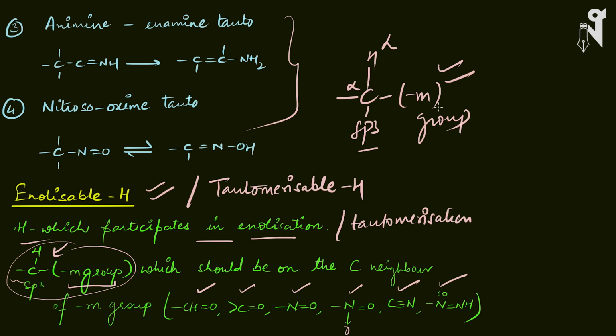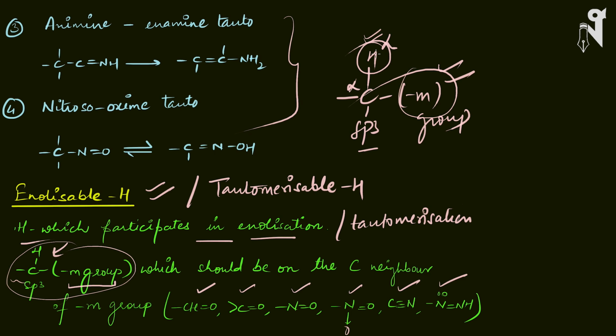So here I've just listed a few types of tautomerism, but there are a few more, and different kinds of functional groups which can participate in tautomerism. So basically, what we are trying to understand is that any alpha hydrogen which is the neighbor of a minus M group. What minus M groups are we talking about? We are talking about aldehyde, ketone, nitroso, nitro, cyanide, N double bond NH. If these groups are present, and the alpha carbon has the alpha hydrogen, that hydrogen will be called an enolizable or tautomerizable hydrogen. So in simple terms, alpha hydrogen is the enolizable hydrogen.